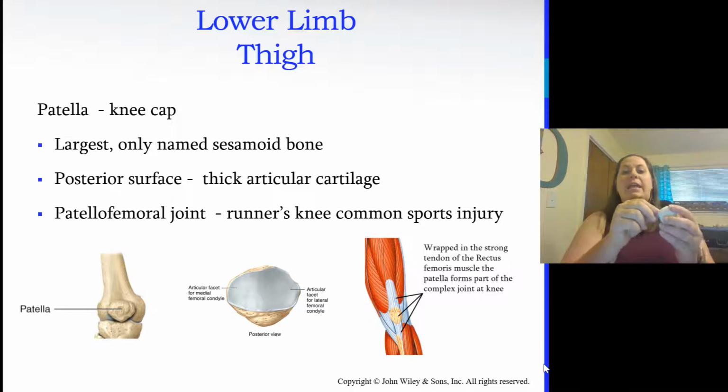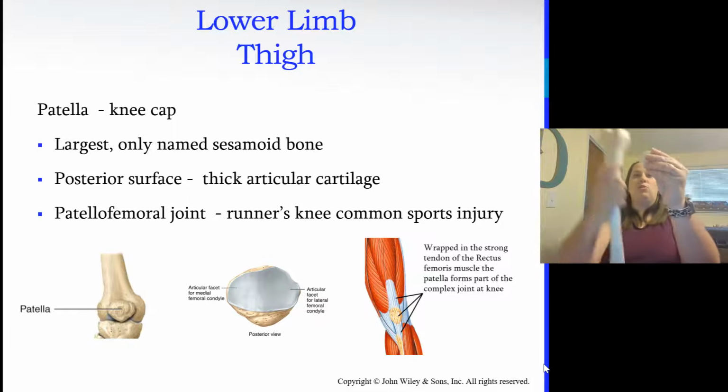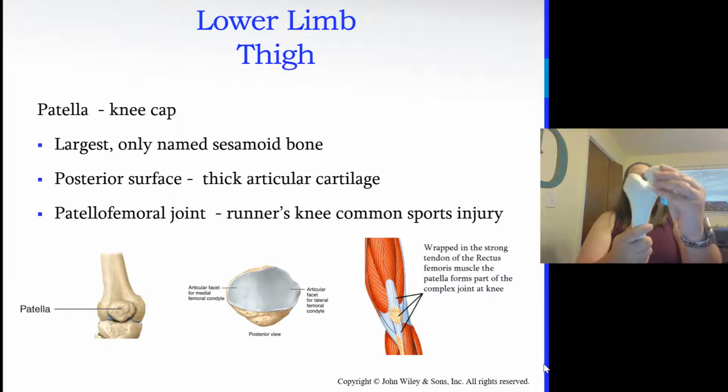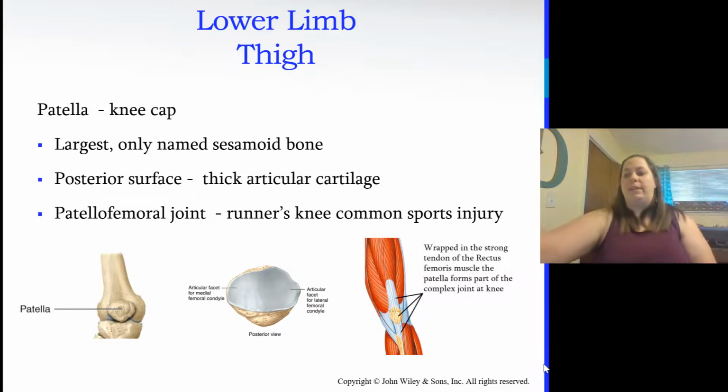joint. Now this can be compromised when we see somebody who has runner's knee, okay, where the patella is supposed to move very easily across this surface or this groove that's here, but in runner's knee it gets off to the side. Okay, it gets wrapped too strongly, and we see it gets pulled out of that joint.